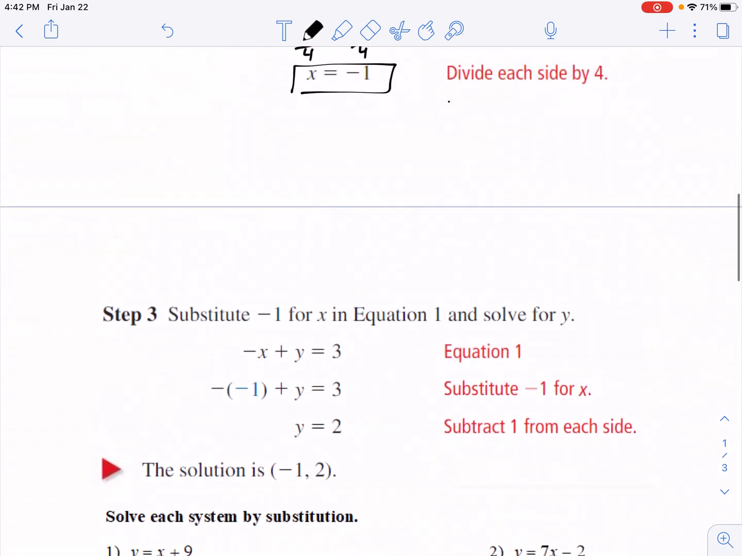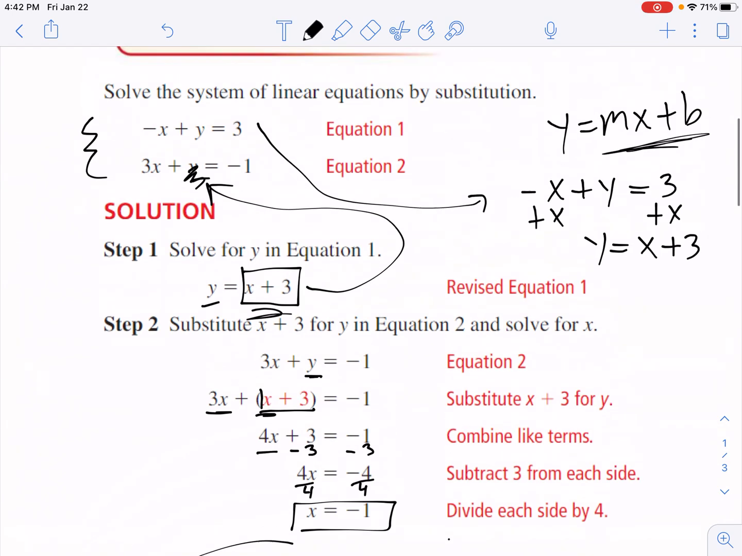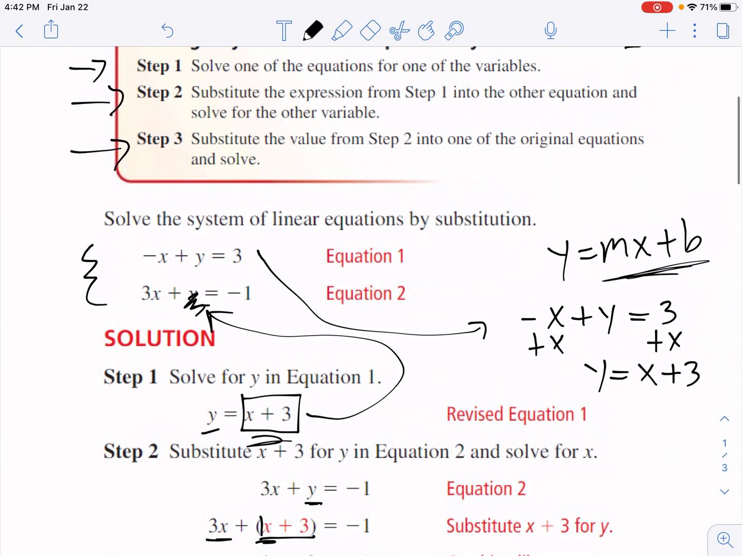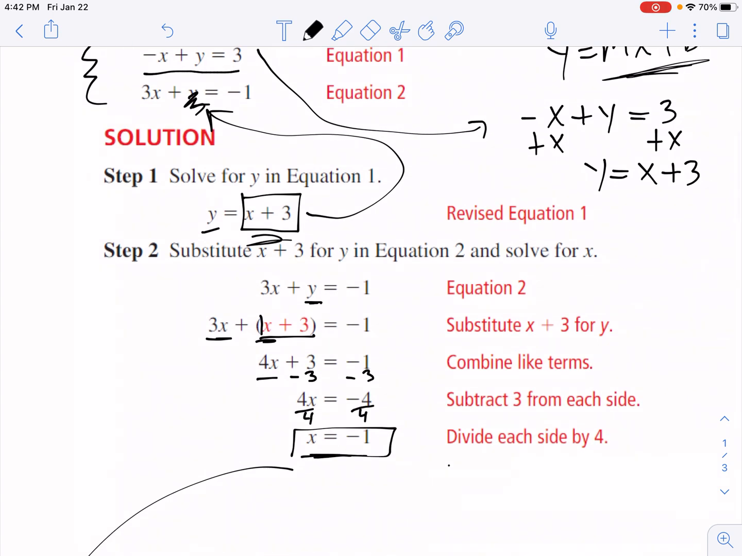So what we found was that x is equal to a negative 1. Okay, and this was one of the original equations we started out with. Notice, one of the original equations was this guy. Now, it doesn't matter which one you pick. You just got to pick one of the original equations, and you have to plug the value into the proper variable, okay? So we solve this for x.